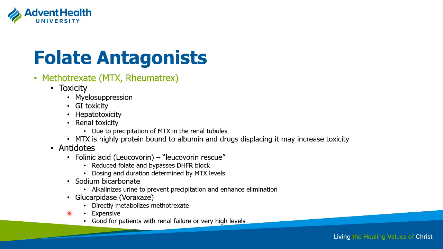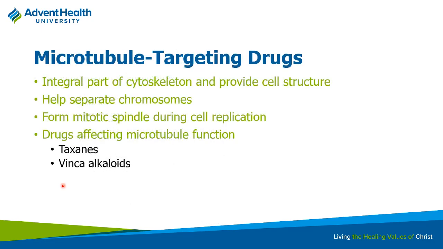Okay, so those are the three drugs we would give as antidotes, so to speak, or to help mitigate some of the toxicities of methotrexate. Any questions on that so far? So those are all the antimetabolites we've covered: pyrimidine and purine analogs, and also the folic acid antagonists.